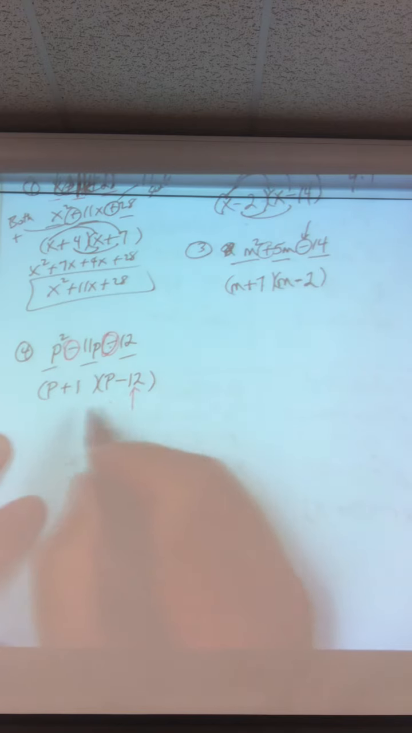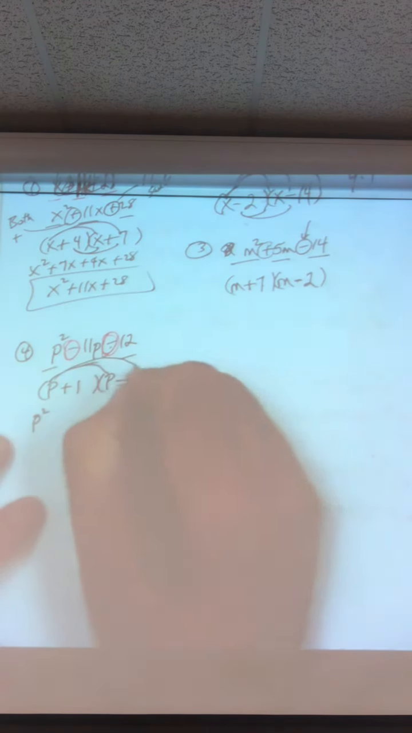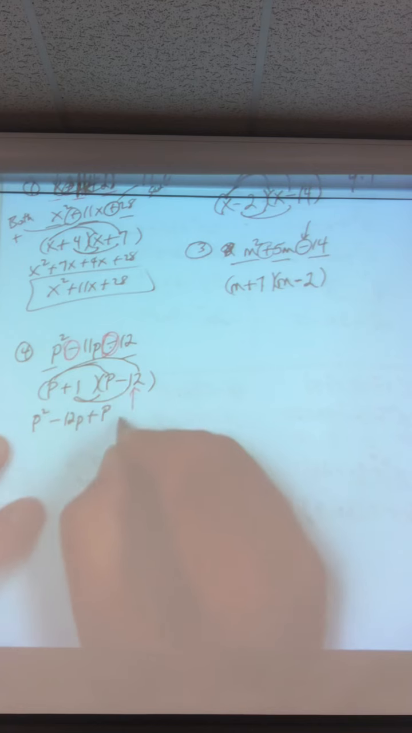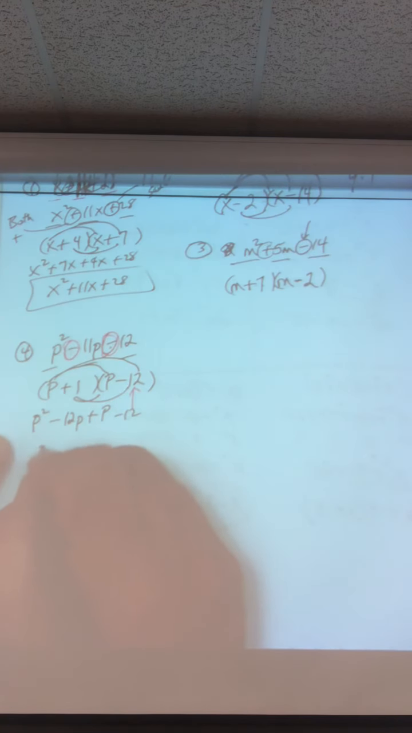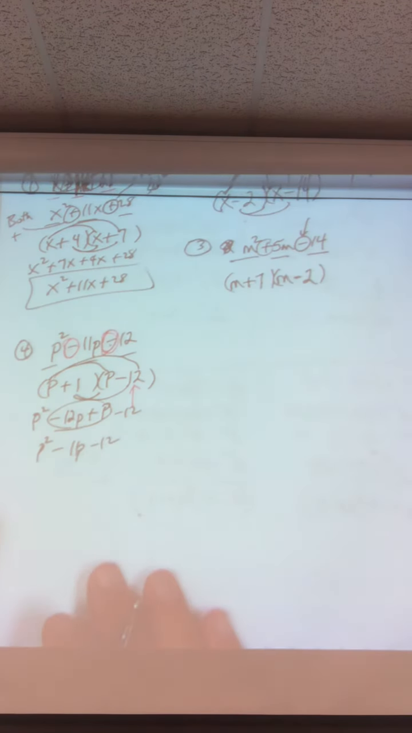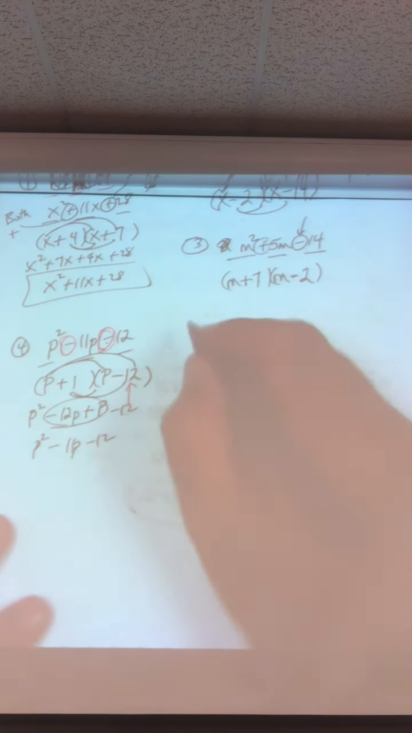Now, just to show you, if you FOIL this out, p squared minus 12p plus 1p minus 12, which is p squared minus 11p minus 12. If you put those signs in the wrong place, you're going to end up having a plus 11p. So, all right, let's look at another one.